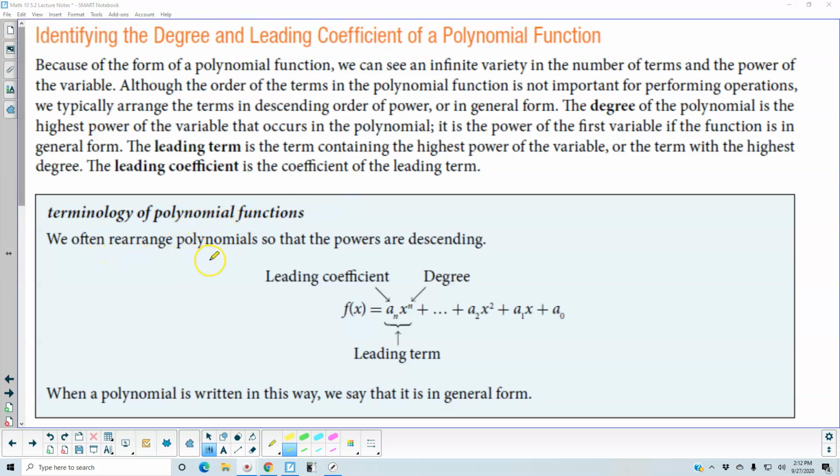We often rearrange polynomials so that the powers are descending. So a subscript n in this scenario represents the leading coefficient. The blue represents n, the degree, and the entire term is called the leading term. So when a polynomial is written in this way, we say that this is in general form.